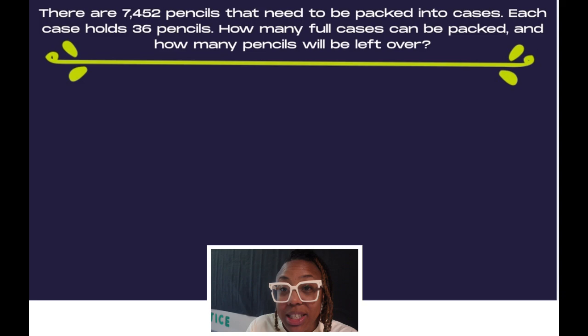There are 7,452 pencils that need to be packed into cases. Each case holds 36 pencils. How many full cases can be packed and how many pencils will be left over? Okay, so a lot to unpack in this one problem.